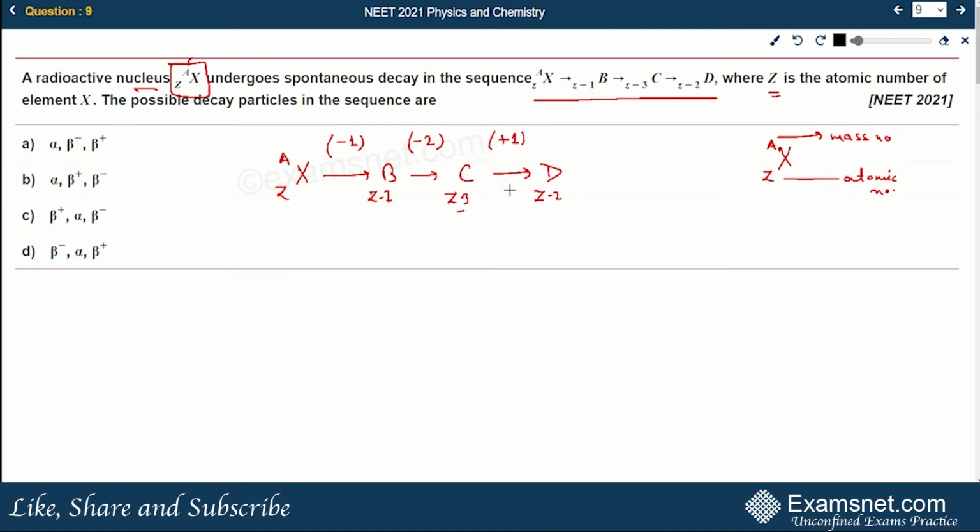Okay. So you just have to remember under what conditions the atomic number varies like this. Okay, so just remember that in case of beta plus decay, the atomic number decreases by 1. Okay, so beta plus decay has taken place in the first step. In the second step, alpha decay has taken place, because in case of alpha decay, what happens? The atomic number is decreased by 2. And in the last step, beta minus decay has taken place, because in case of beta minus decay, the atomic number increases by 1. Okay, so out of the given options, which option has this sequence, beta plus, alpha and beta minus? It is option C. So option C will be your correct answer here.